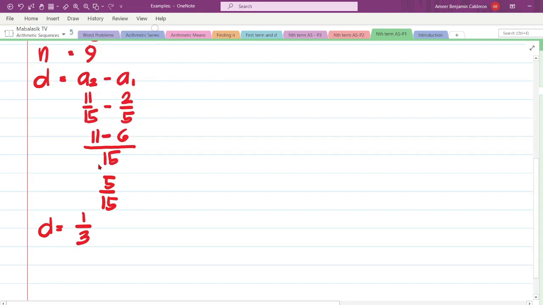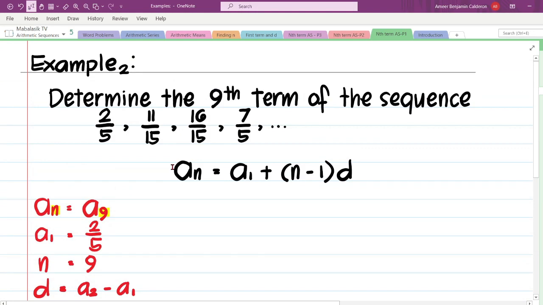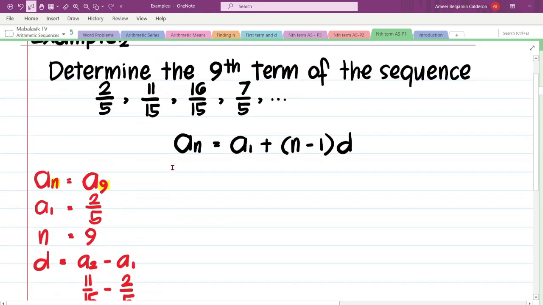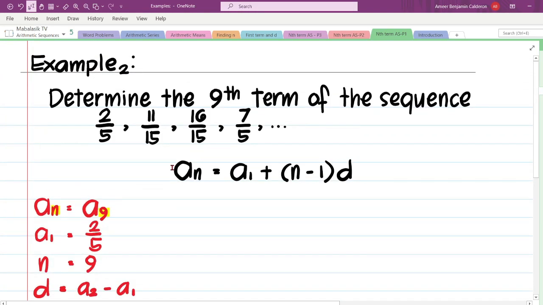So this is our common difference, 1/3. But we solved 1/3 using the customary a sub 2 minus a sub 1. But we can actually just take into consideration other terms, and we can still come up with 1 over 3. How do we do that? So let's take this 16 over 15 and this 11 over 15.